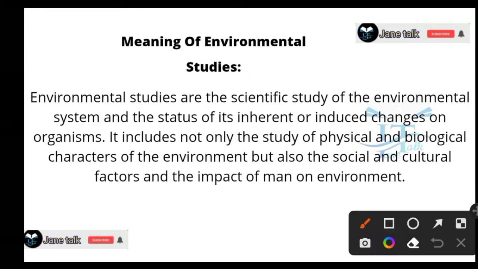The meaning of the environment, the meaning of the environmental studies. Environmental studies are the scientific study of the environmental system, and the status of its inherent or induced change on the organization or organism. It includes not only the study of the physical and biological character of the environment, but also the social and cultural factors and the impact of man on the environment.